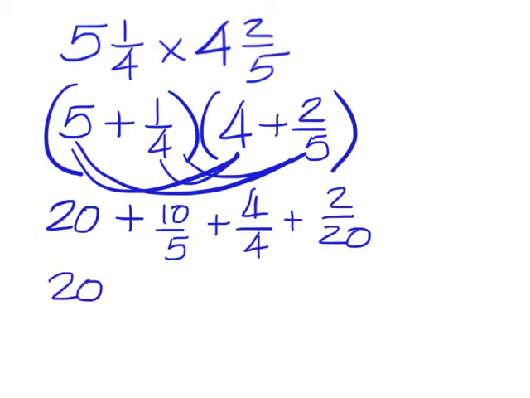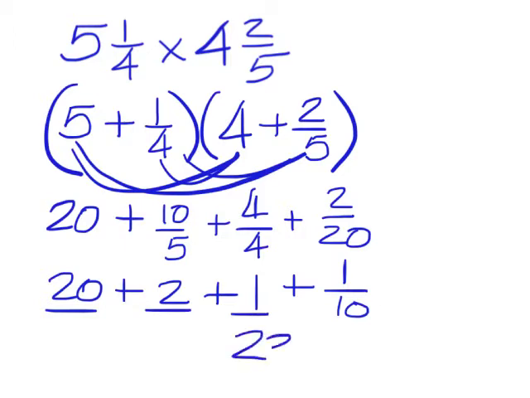Alright, we can simplify. 10 over 5 is 2, and 4 over 4 is 1. And this one here on the end goes to 1/10. 20, 2, and 3 should be 23 and 1/10.